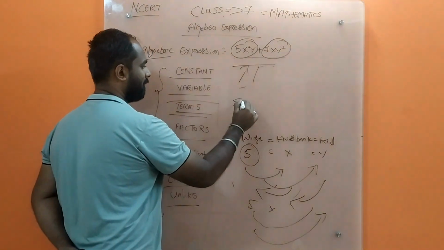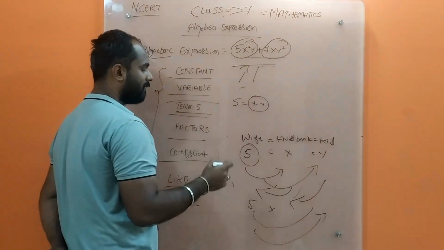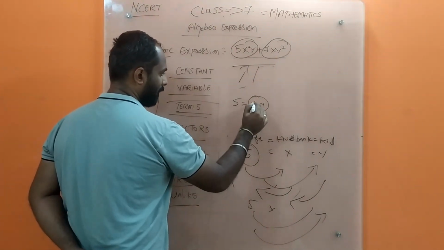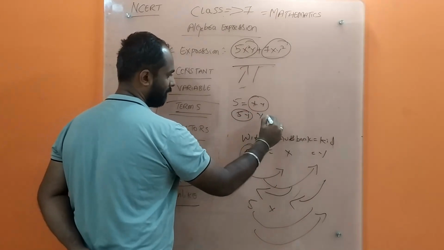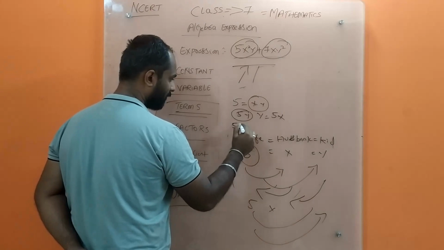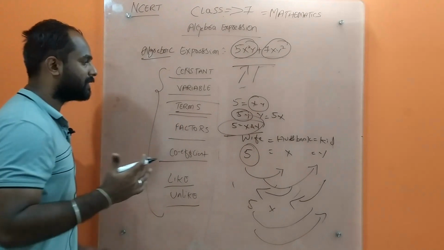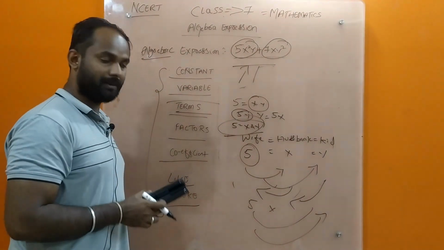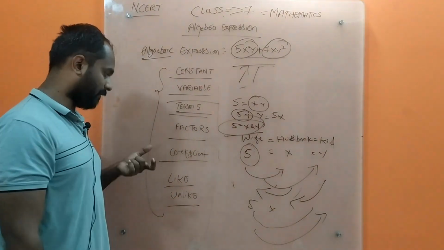Usually they will say 5 is the coefficient of x, but in a broader way we can say that for x, 5 and y put together are the coefficient. For y it is 5 and x. For 5xy, x and y both are coefficients. Coefficient means it's just a partner of the term. So you understand what a coefficient is, right?